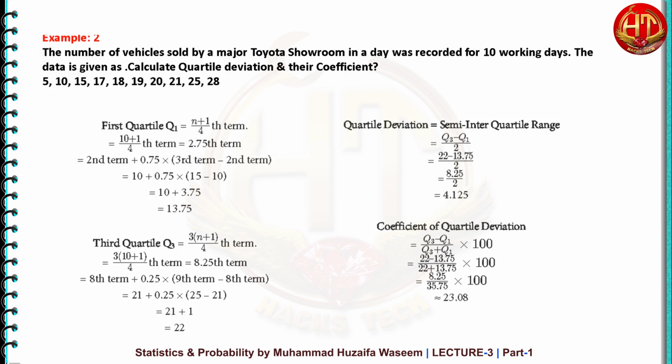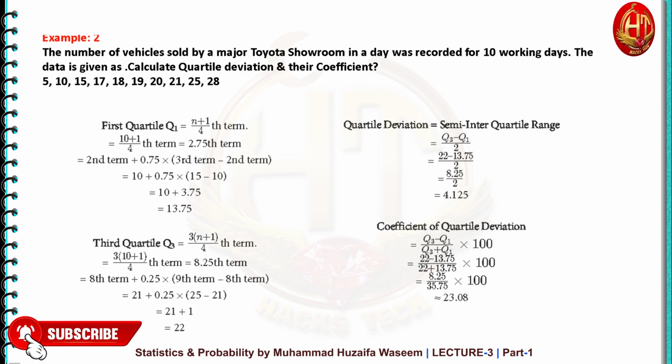The number of vehicles sold by a major Toyota showroom in a day was recorded for 10 working days. The data is given. Calculate the quartile deviation and its coefficient. You have to calculate the quartile deviation, which is equal to Q3 minus Q1 divided by 2, and its coefficient, which is equal to Q3 minus Q1 divided by Q3 plus Q1, multiplied by 100.